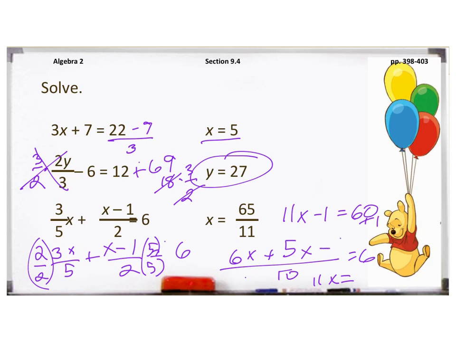Okay, so this would have been minus 5, which makes that minus 5. So I would add 5, divide by 11, I'd get 65 over 11.